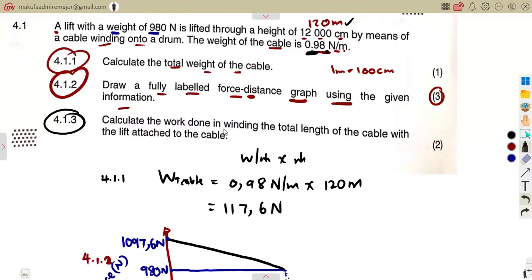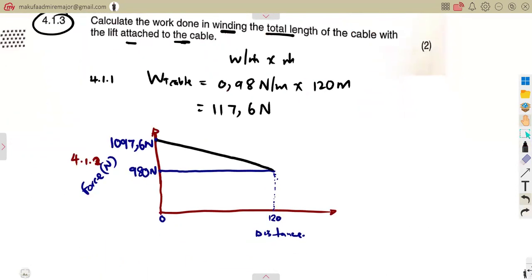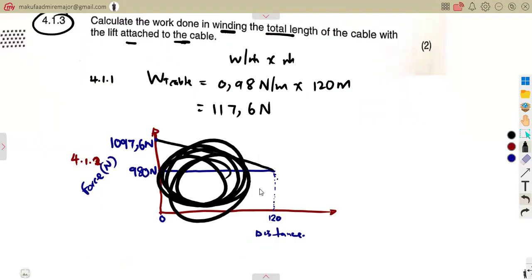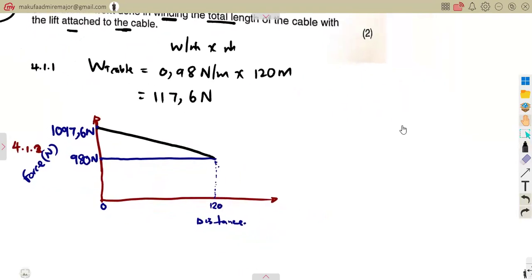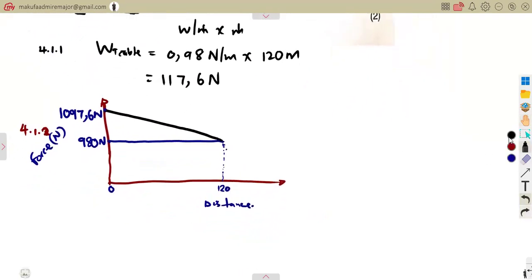4.13, calculate the work done in winding the total length of the cable with the lift also attached to the cable, meaning to say we are considering the total work done. So the total work done is simply the area under the graph. Remember, you can use the area under the graph. So that's 4.13. We are talking about the total work done. That is the total area under the graph.